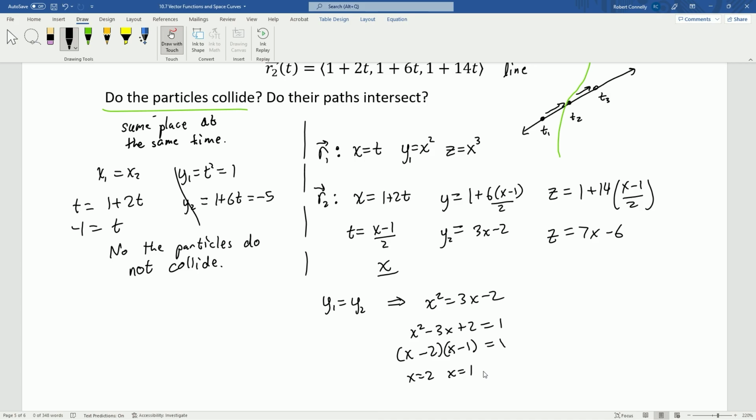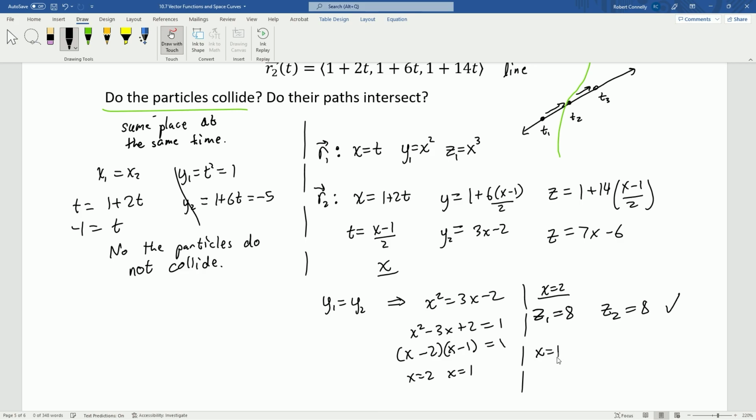And now we do see that the y values are the same here, right? They're definitely the same for these two x values. But now we need to check those x values for z, because if the z coordinate isn't also the same, then it doesn't matter if the y values are the same. So for x equals 2, if we check z1, we get 8. And for z2, that would be 14 minus 6. That's also 8, so that's good.